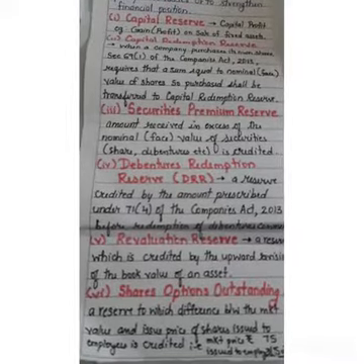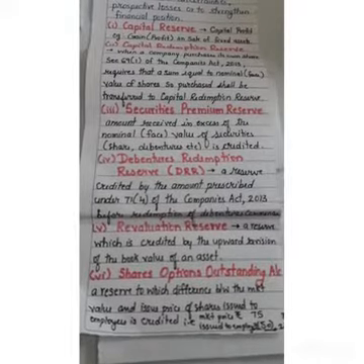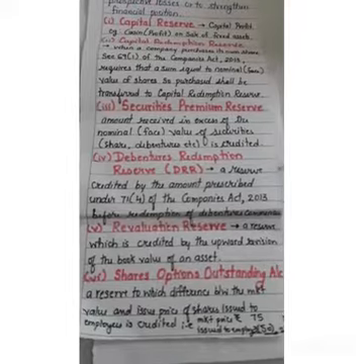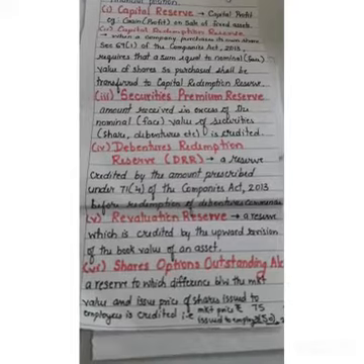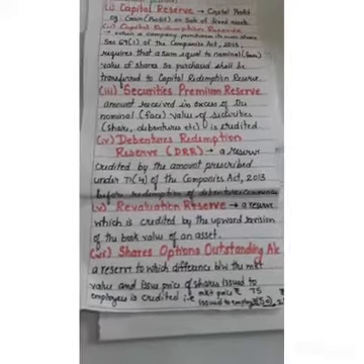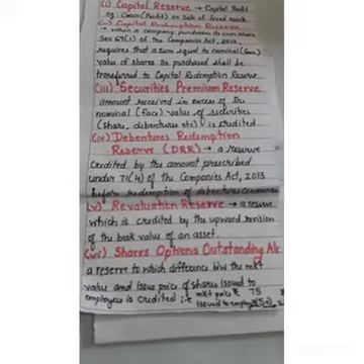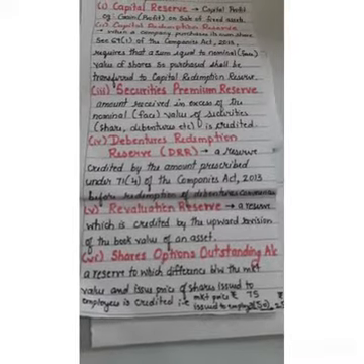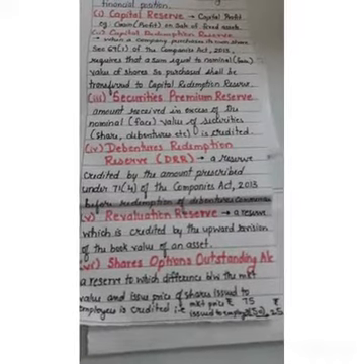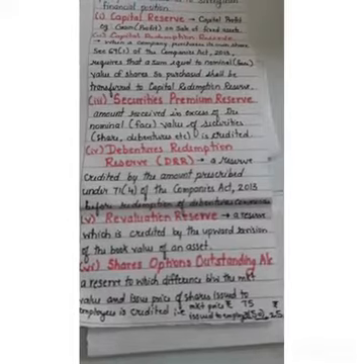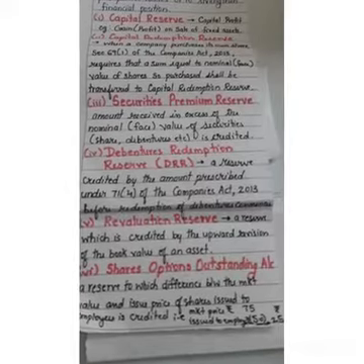Debenture redemption reserve is a reserve credited by the amount prescribed under Section 71 clause 4 of the Companies Act 2013 before redemption of debenture commences. Revaluation reserve is a reserve which is credited by the upward revision of the book value of asset. Share option outstanding account is a reserve to which the difference between the market value and issue price of the shares issued to employees is credited. For example, the market value is 75 and the shares issued to our employees are at 50 rupees, so the difference between these two amounts is 25, which will be credited to share option outstanding account.